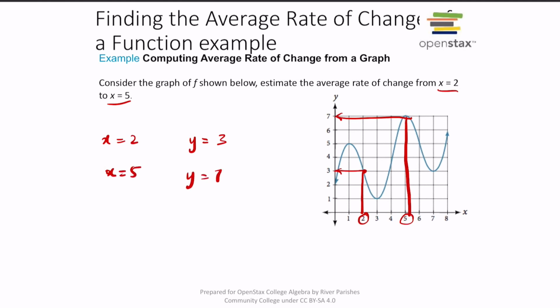So this is x1, y1, and this is x2, y2. Delta y by delta x becomes 7 minus 3 by 5 minus 2. So this is 4 by 3. This is the rate of change that we have in the problem. So this is how we can find the values from the graph.